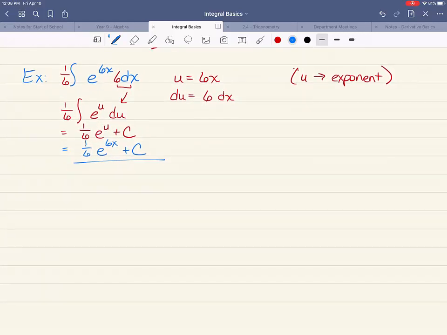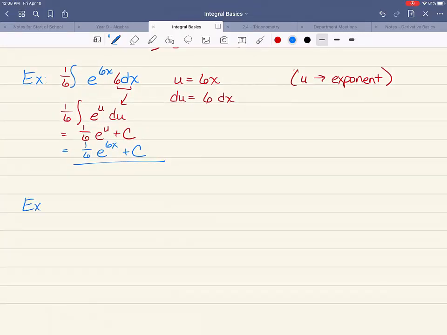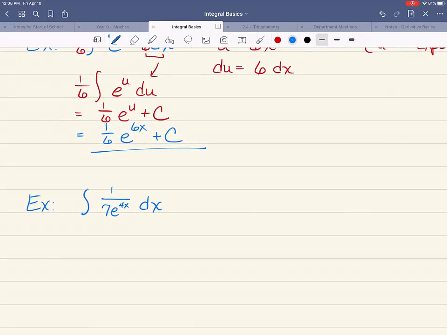Next, let's do another problem. In this problem, we're going to have the integral of 1 over 7e to the 4x dx. Notice that everything is on the bottom of the fraction. Now, this one's a little tricky because the e is on the bottom. It really needs to be on the top. So you need to think for a minute and change this problem to a different format. We want to bring that e up.